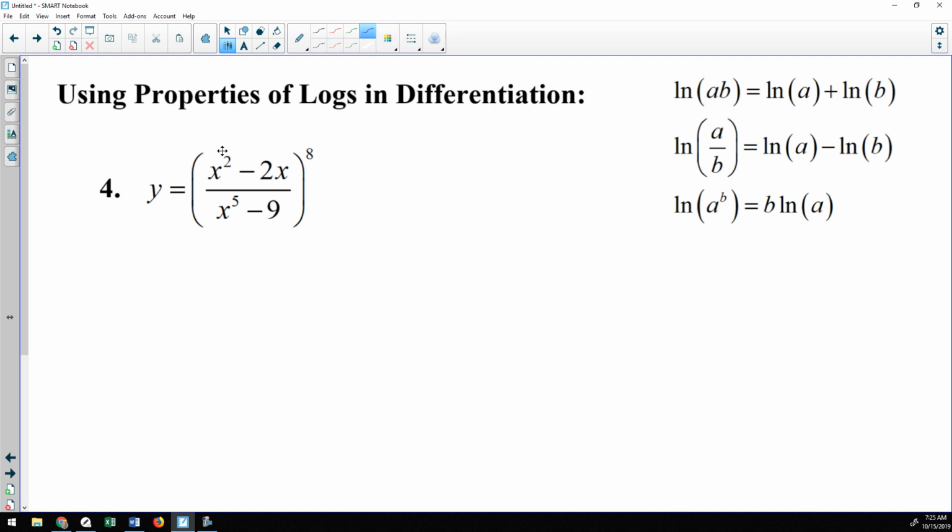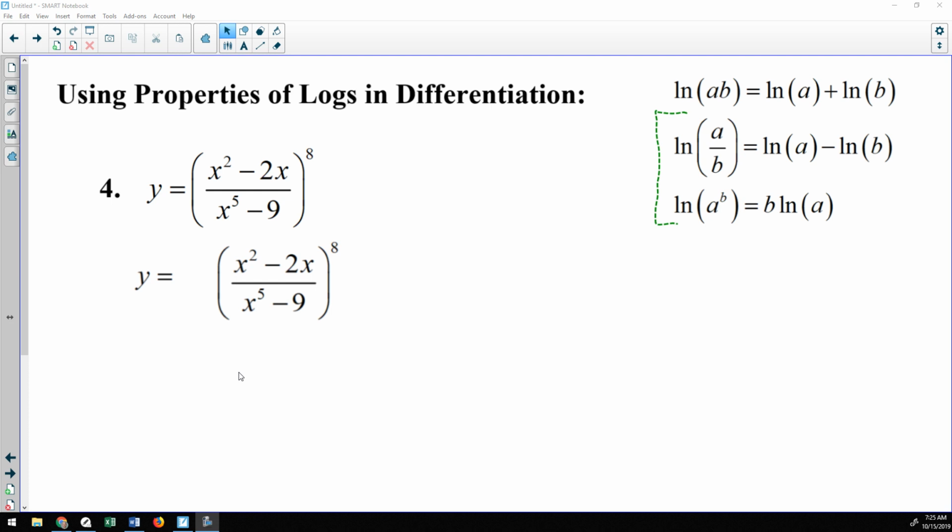And so for this problem, I noticed that I have a fraction and I have an exponent, and there are properties of logs designed to deal with those 2 types of operations. And so I'm going to take advantage of that. I'm going to start by taking the natural log of both sides of this equation. So I'm going to copy this. I'm going to introduce a natural log to this equation, which I know you're probably scared of because y'all hate natural logs. But in doing that, I now have the option on the right side to use all of these properties.